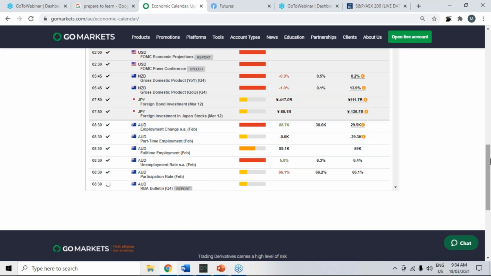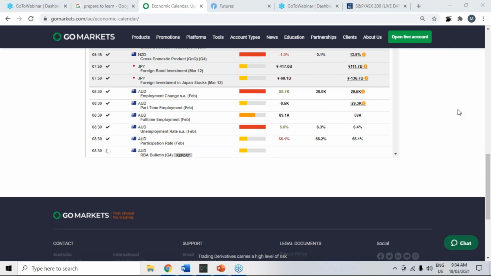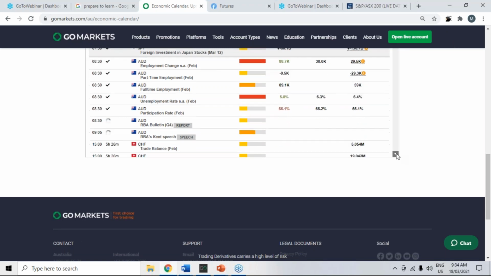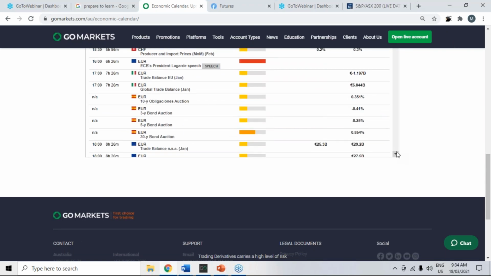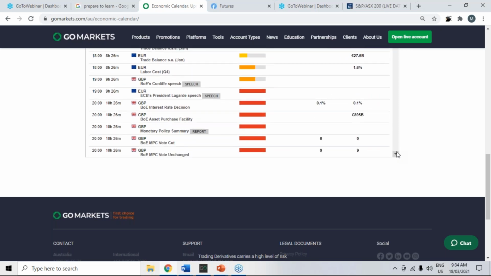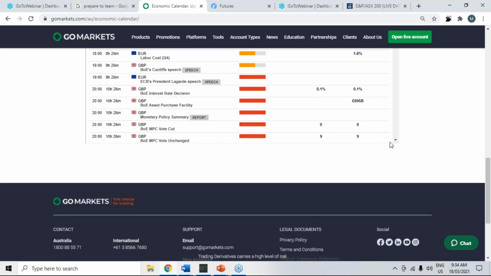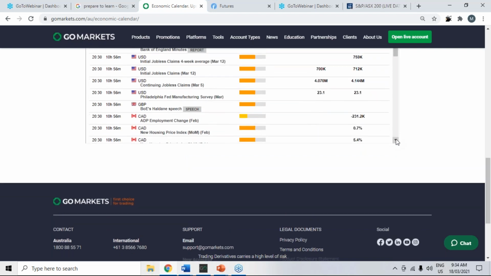We've got now a bulletin, that might be interesting. But then we can also see what else is going on today. So we can see that there's the trade balance numbers from the EU, not dramatic. Bank of England interest rate decision, not dramatic. But the policy summary will be interesting. And then, of course, as we move into the US, we see that the weekly jobs number now.